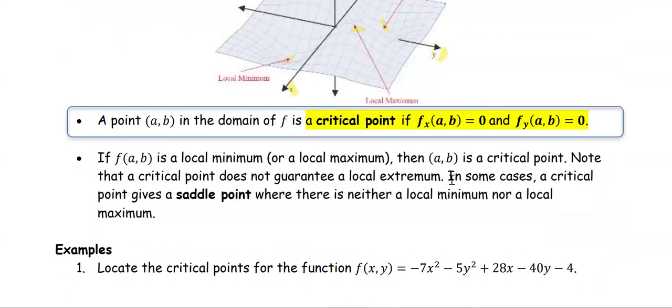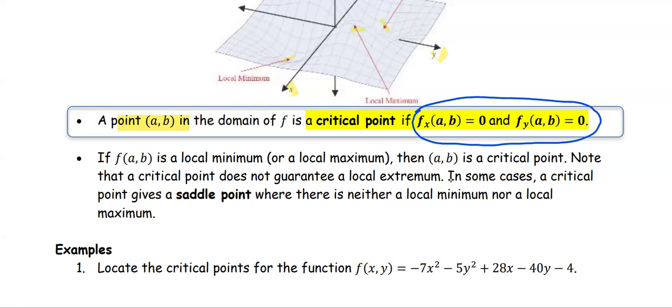A point (a, b) in the domain of f is a critical point if the partial derivative of f with respect to x at (a, b) equals 0 and the partial derivative of f with respect to y at (a, b) equals 0. This is the way that we use to find the critical point.